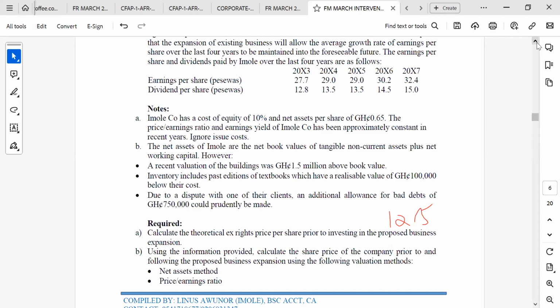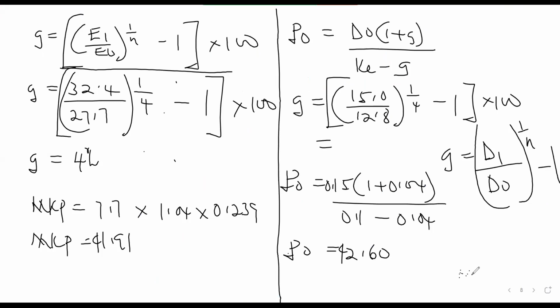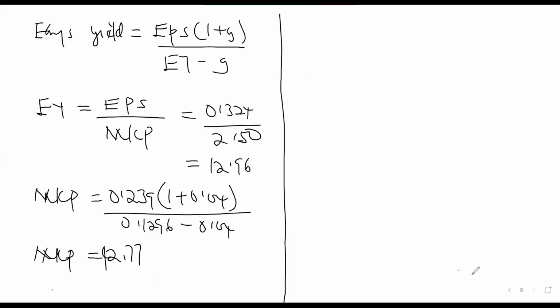What is the current earnings per share now? It is 32.4. So if the company is going to grow in that particular manner, it means that this particular earnings is going to be increasing by 1.04. Or you can also use the price that you have calculated using the earnings per share. How do we calculate that?